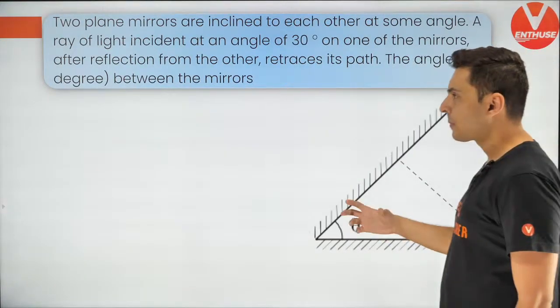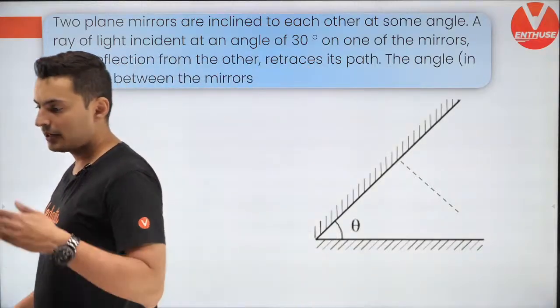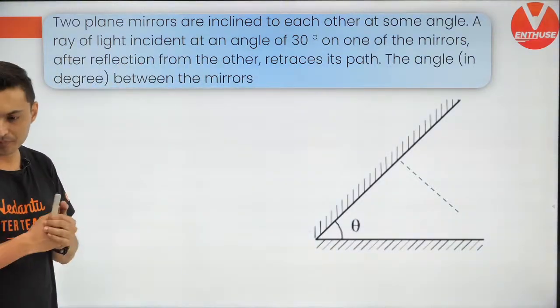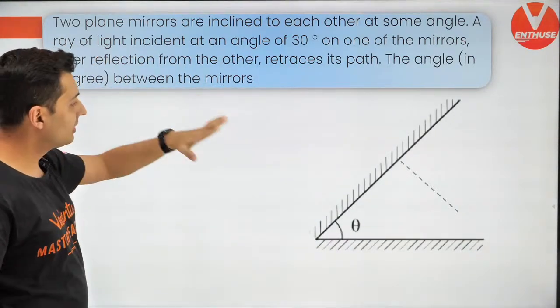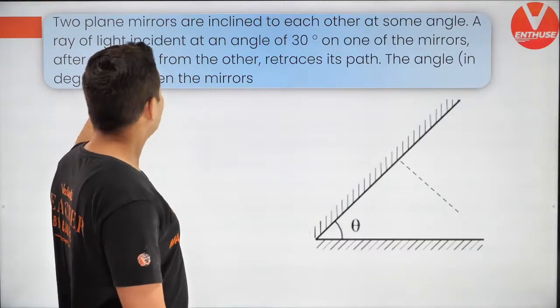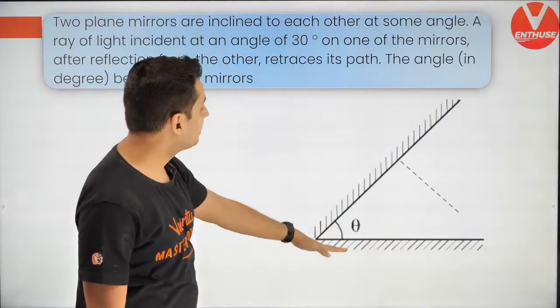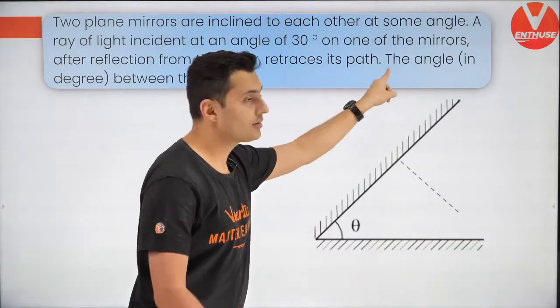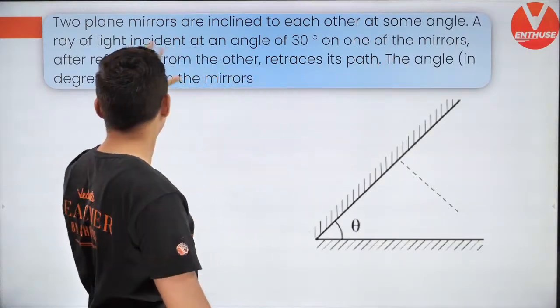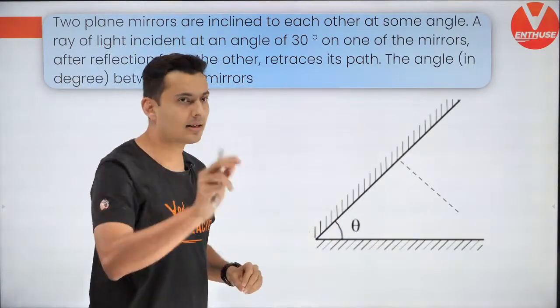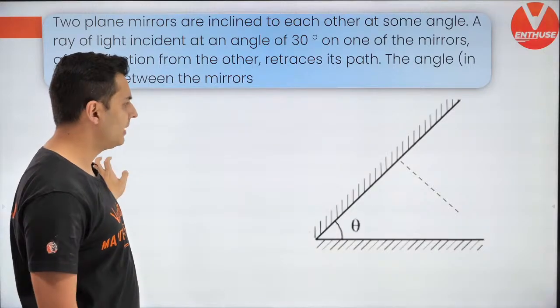1.6 was the answer. Here it comes. Two mirrors inclined at some angle. Light is incident at 30 degrees and it gets reflected from the other mirror and retraces the same path. Very important. What is the angle between the mirrors? Let's try this out. Come on, last two questions remaining.